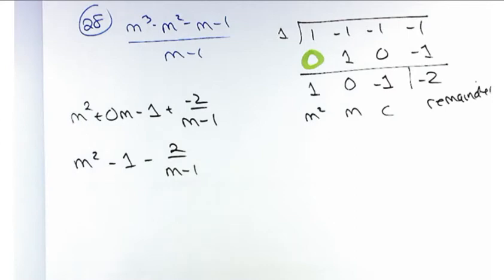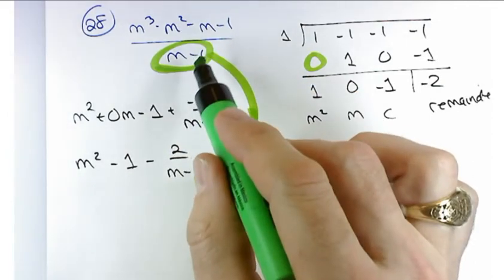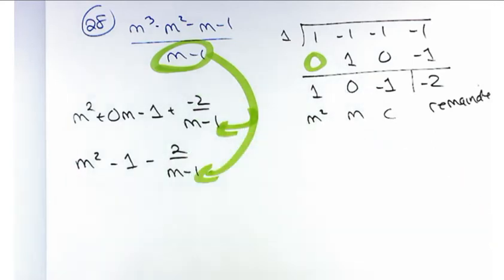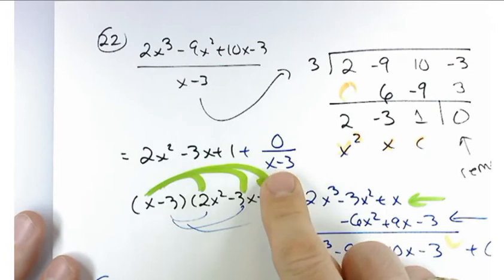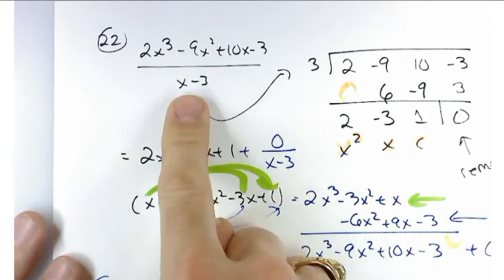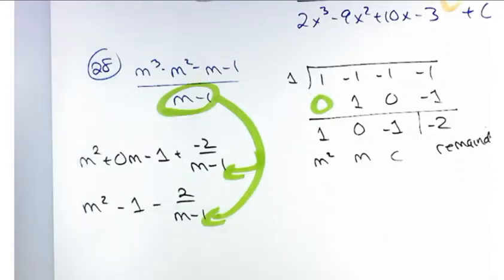Yes? I wanted to put everything over negative 2. Like, where did you get the m minus 1 under? That m minus 1 comes from right here. So whatever you're dividing by, that's where your remainder goes over. Always. So like in the last one, even though we didn't have a remainder, any remainder that you would have had would go over the x minus 3, because that's what you're divided by to start with. Anything else on 28?